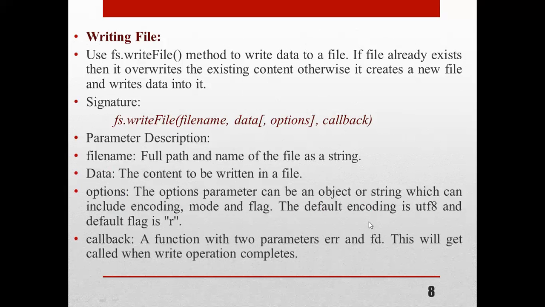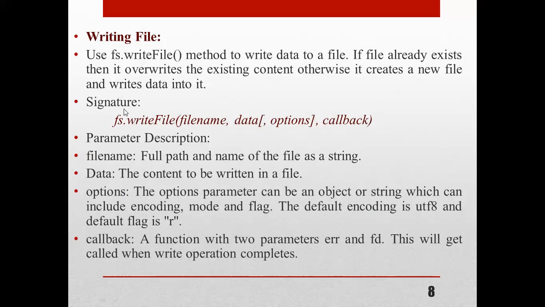Okay. Then the second one is writing a file. For writing a file, use the fs.writeFile method to write data to a file. If the file already exists, it overwrites the existing content. Otherwise, it creates a new file and writes the data into it. If that file is already present, it will overwrite the data in that file. Otherwise, it will create a new file if it is not present and write the data into it. For that, we are going to use the fs.writeFile method.